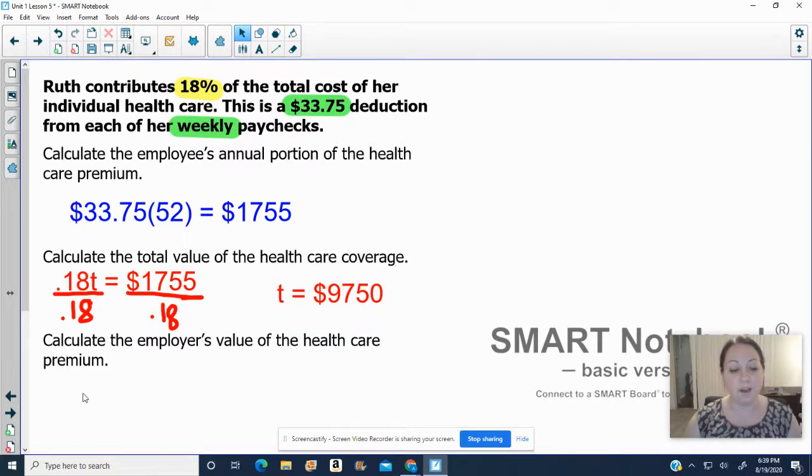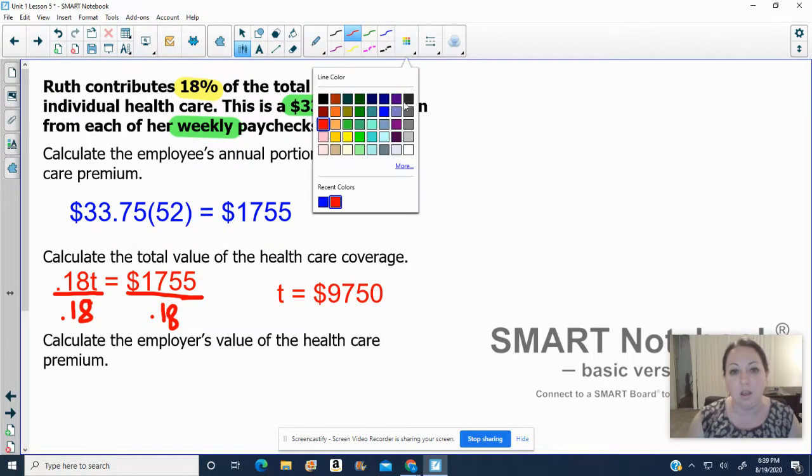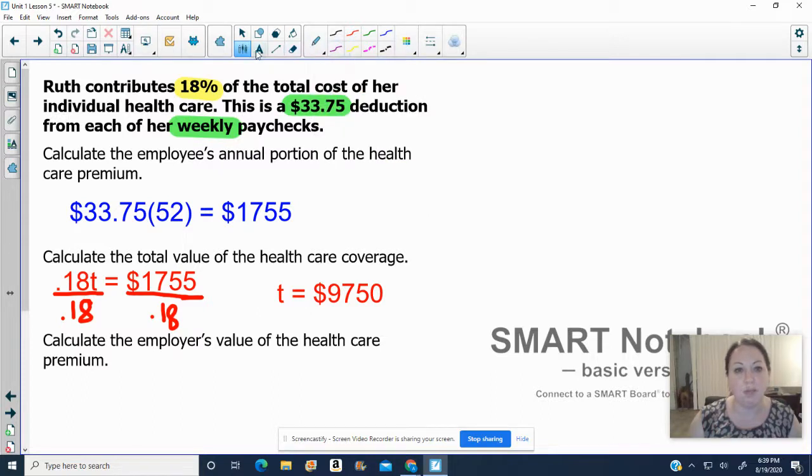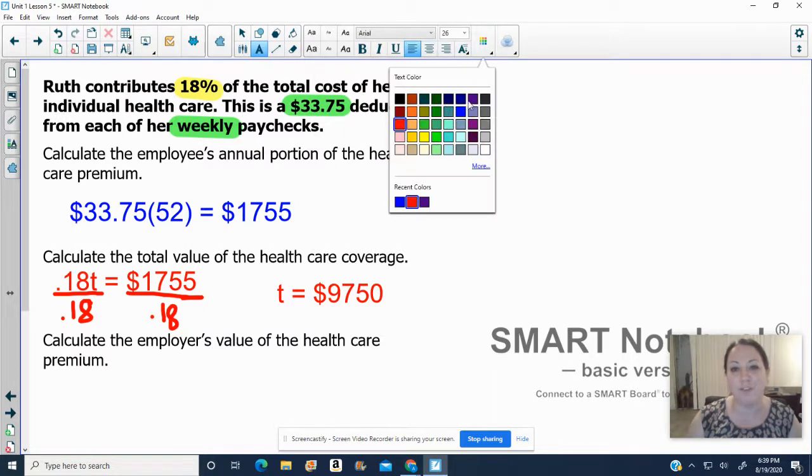And then last but not least, it's actually asking us to find out how much the employer, which is your job, is paying for the healthcare premium, aka the healthcare insurance. They keep changing the verbiage, but it all means the same thing, so don't let it freak you out. Okay, I'm going to do this one in purple just for fun.